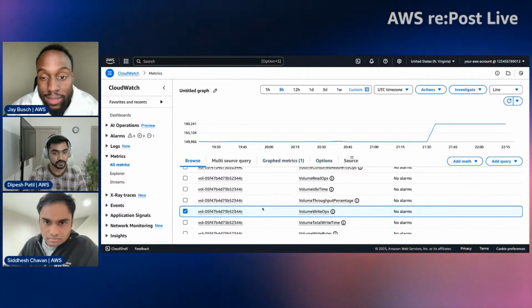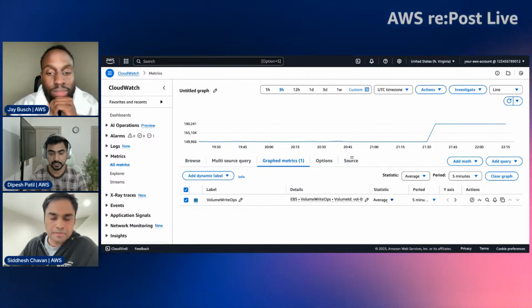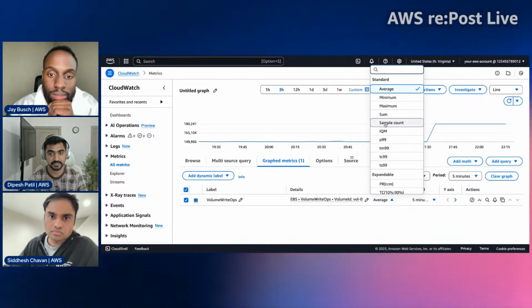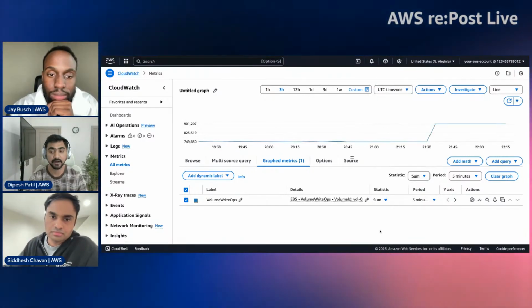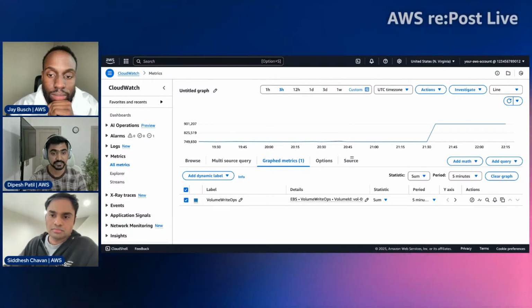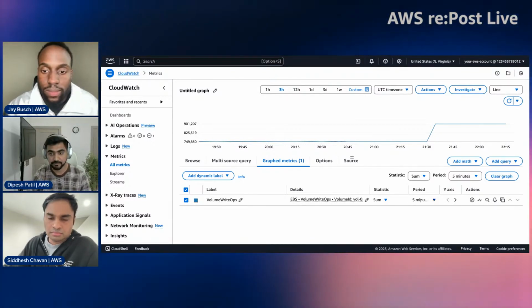Okay, cool. So when we go to the graph metric, a couple of things to notice here. One is the statistic. We always have to select the sum statistic, which is nothing but the sum of all the values of the data points collected in the given time period. Gotcha. Now we see here 5 minutes, right?